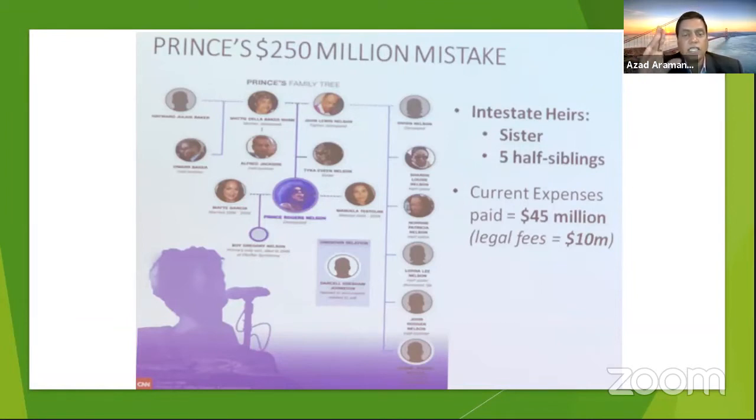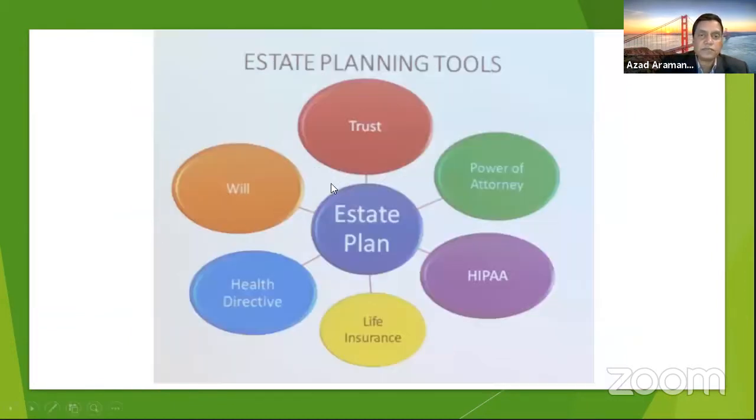As a result, a huge litigation battle, including some waitress in some hotel and all kinds of people, claiming rights on his estate. A sister, 5 half siblings, and all of them. Current expenses paid till date are $45 million, of which $10 million is legal fees. Think about it. That's a huge mistake.